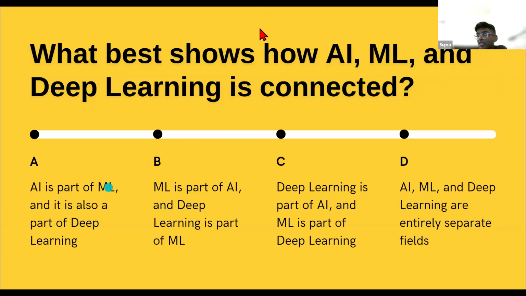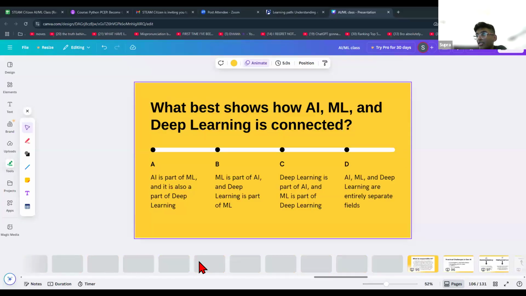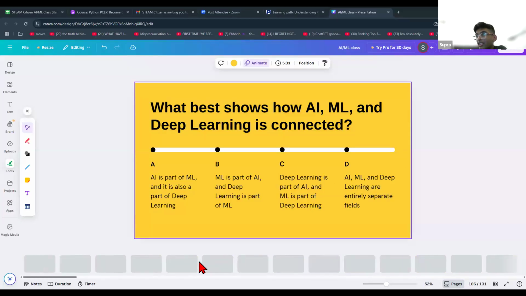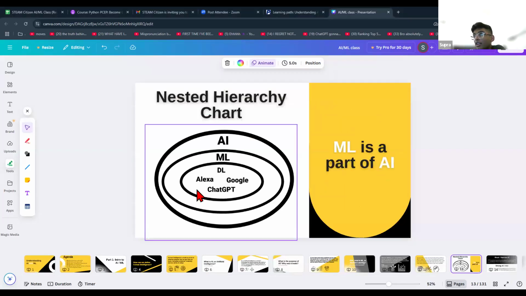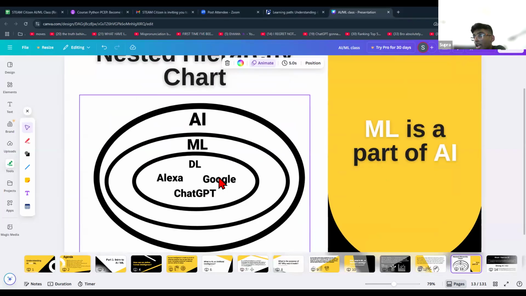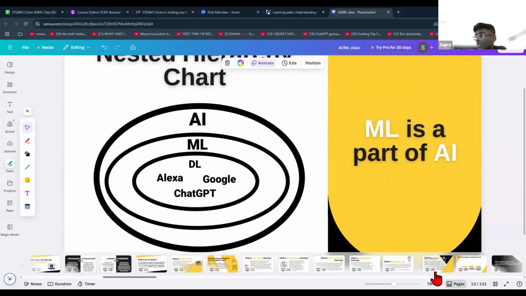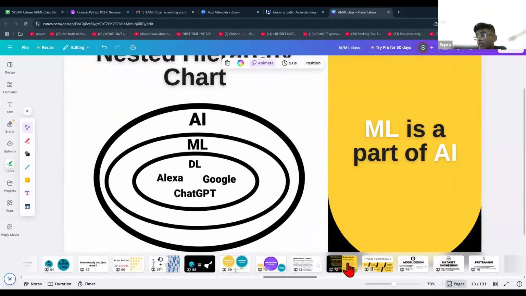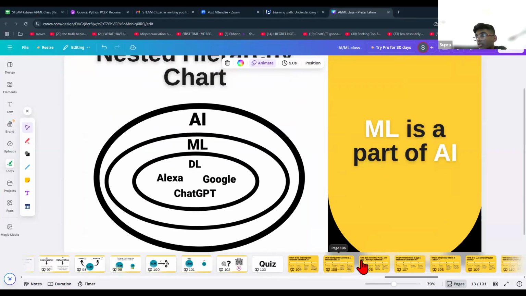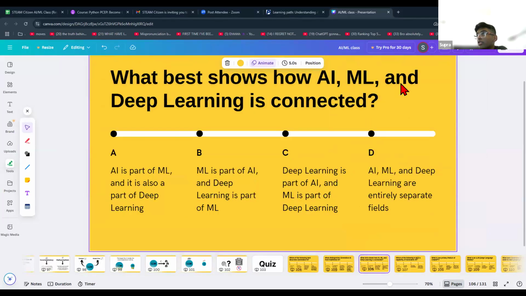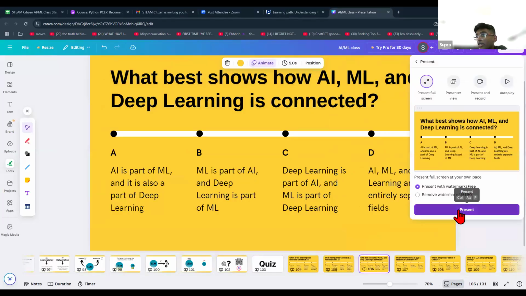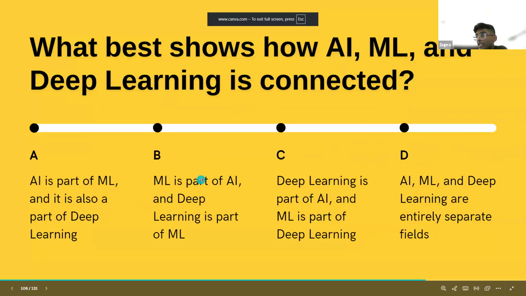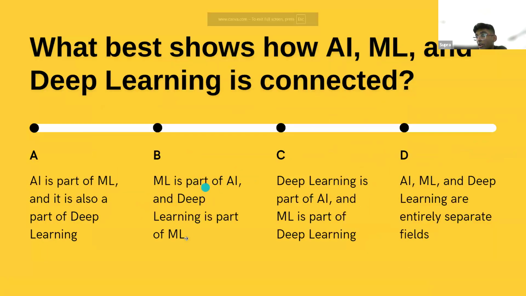If we go all the way back to the beginning, to this slide. Okay, AI. At the innermost part comes DL, deep learning, then ML, then AI. So which option has that here? Deep learning is a part of ML, ML is a part of AI. That should be your answer. Here you have the exact answer: ML is a part of AI and deep learning is a part of ML.